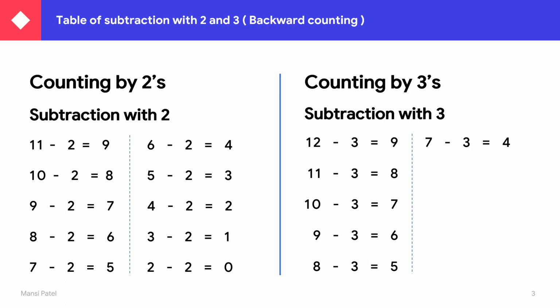Then 7 minus 3 is equal to 4. 6 minus 3 is equal to 3. 5 minus 3 is equal to 2. 4 minus 3 is equal to 1. And 3 minus 3 is equal to 0.